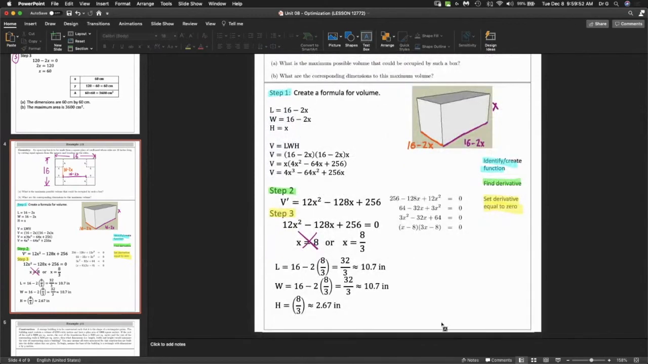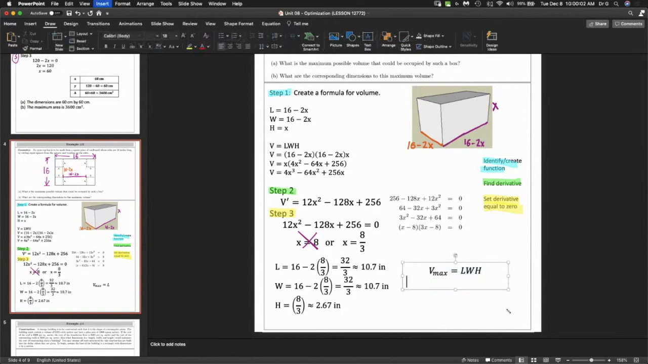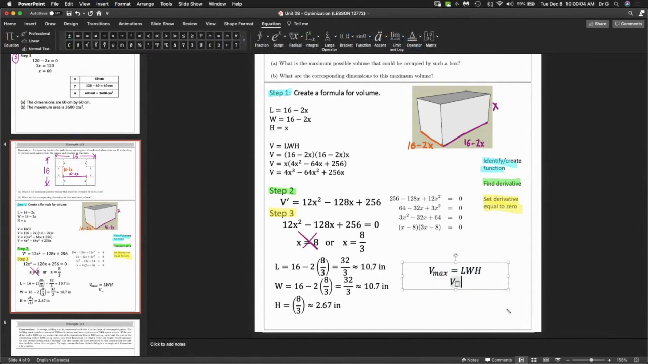And the maximum volume, you just multiply those together. So Vmax equals LWH. I'll have you substitute that on your own. It's not too bad. And you're going to get roughly 303 cubic inches.